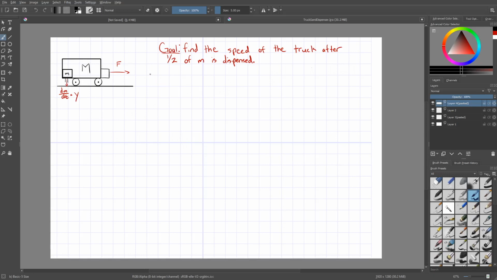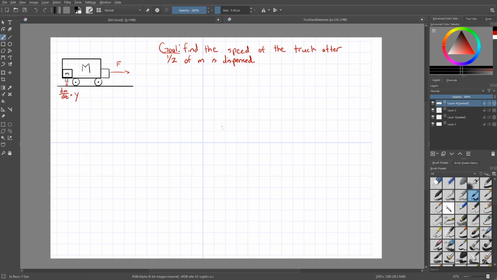In this situation, we have a truck of mass m holding a bag of rice with little mass m. This system is being acted upon by a horizontal force F, which is pushing it to the right. Simultaneously, there's a small hole in the truck, which is letting the rice out at a rate of dm over dt, which we set equal to y. We'll see why in a little bit.